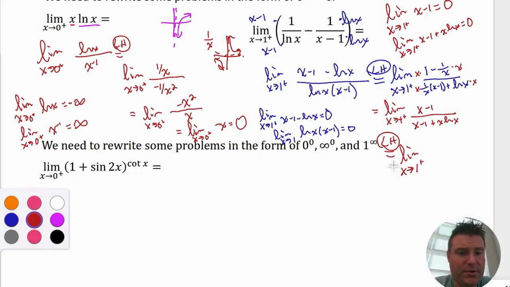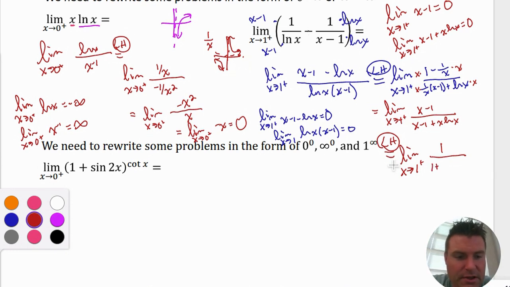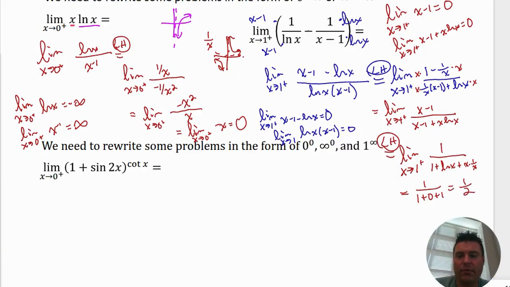So for 1 to the right, I'm just going to get 1 on top, which is nice because now I'm done doing L'Hopital because the top is 1. I'm not going to have any issues here. Bottom here is going to be 1 plus, looks like I'm going to get ln of x plus x times 1 over x. And I can plug in a 1 now. We're going to get a nice number here. We're going to get 1 over 1 plus 0 plus 1. So we're going to get a nice answer here of 1/2.